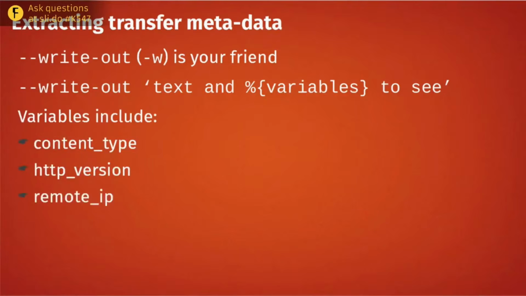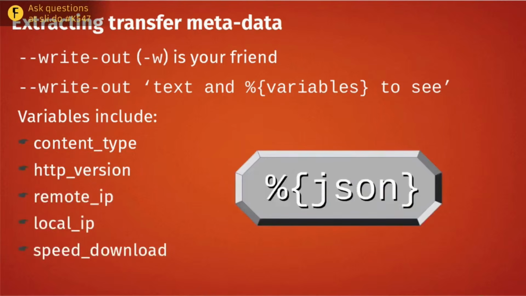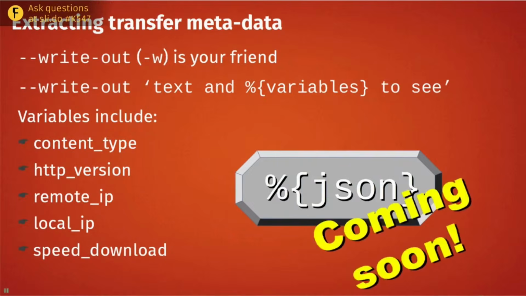You can get content type, you can get HTTP version, remote IP address, local IP address, you can get download speed, and we're introducing the JSON variable that I know a lot of people are looking forward to, which will output all of these variables as a JSON object. So soon you will get everything as a JSON object. So it's not actually data from the transfer, but it's information about the most recent transfer.